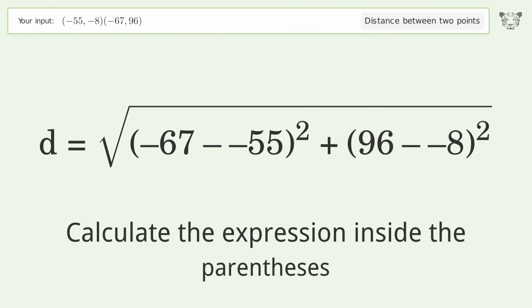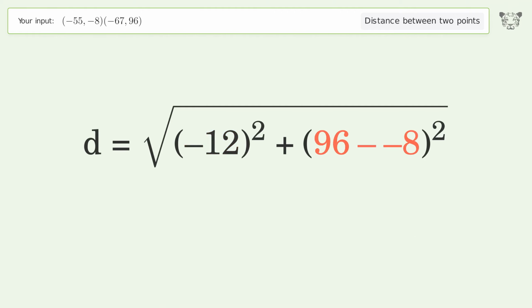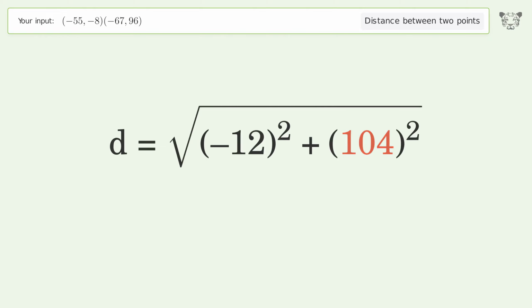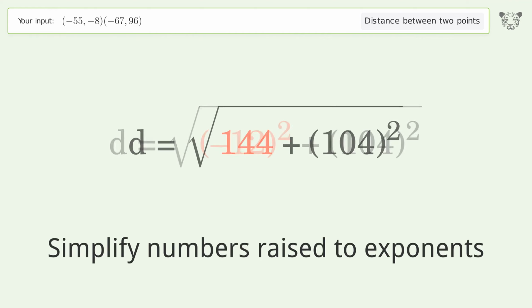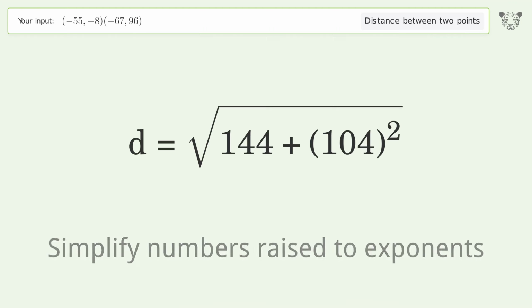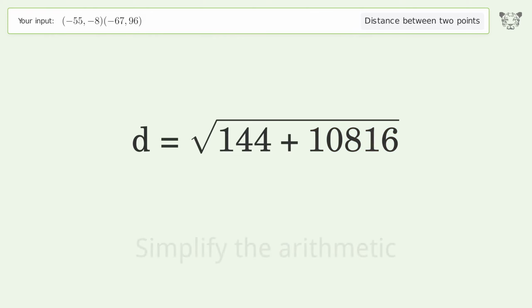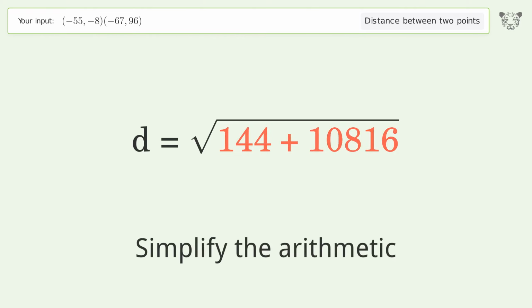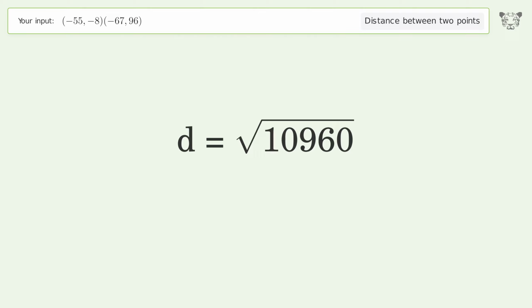Calculate the expression inside the parentheses. Simplify numbers raised to exponents. Simplify the arithmetic. And so the distance between the 2 points is the square root of 10,960, or 104.69.